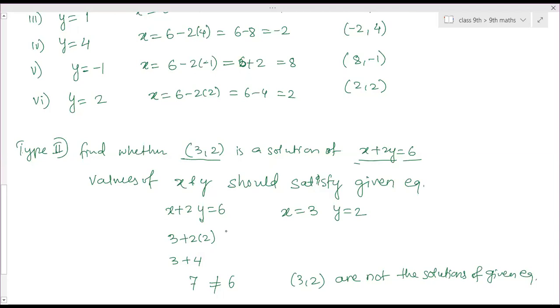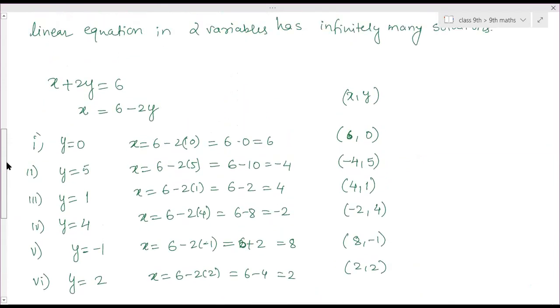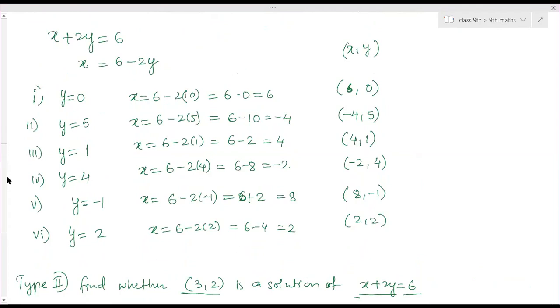Is it clear how to check? Yes, ma'am. So write down the method of finding the solution and the second type of question. Is that clear how to find out the solution? Yes, ma'am.